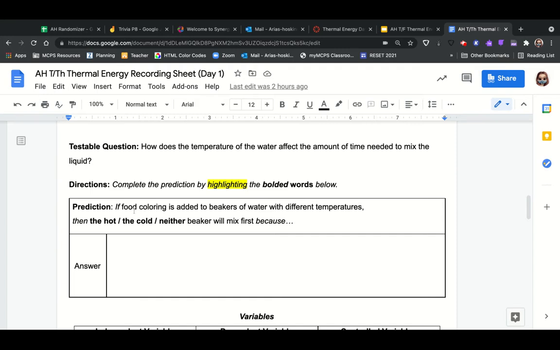So what you need to do in here first, you're going to highlight one of these. Which one do you think is going to mix first? Is it the hot water, cold water, or none of them? And why do you think it? And then you're going to type your answer in this part, okay?